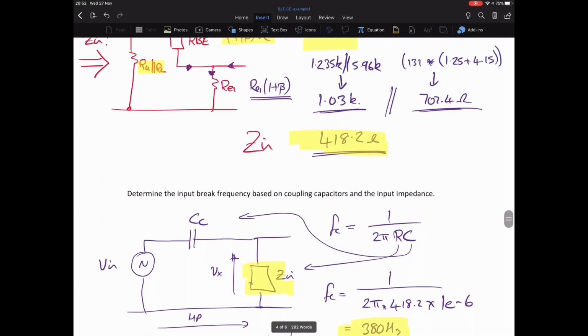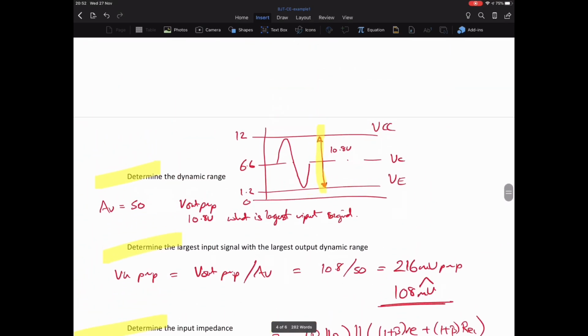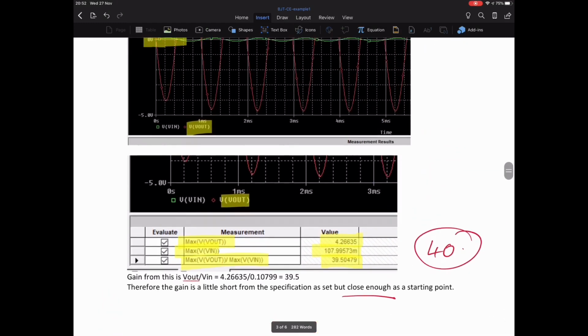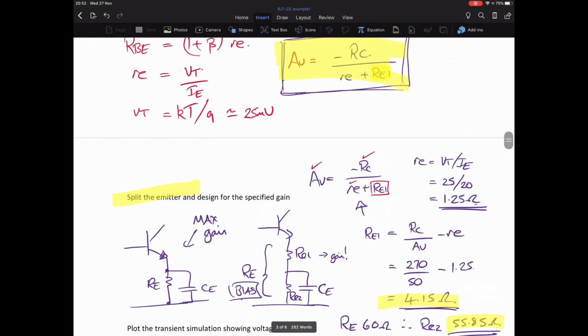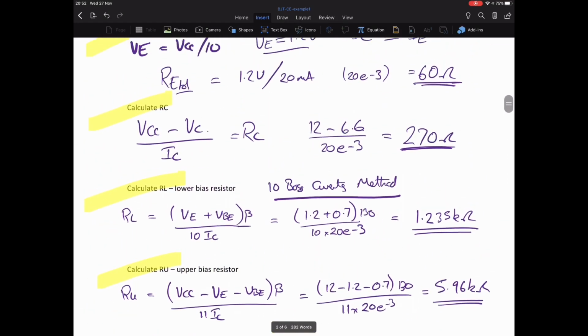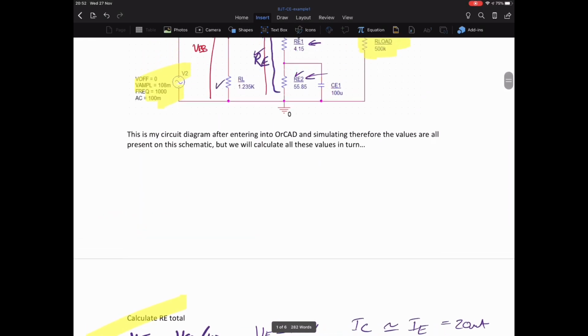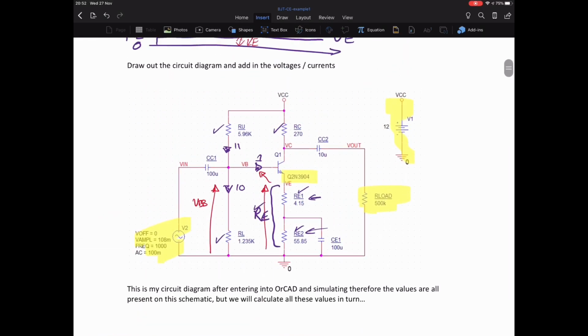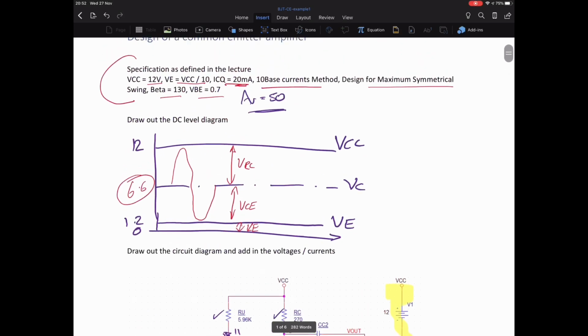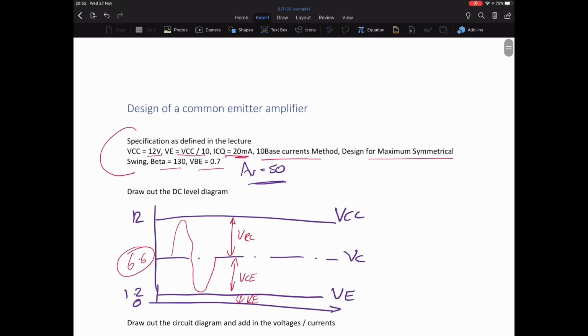So there's a lot of work here. This gives you an example of the level of complexity, what you should understand for transistor amplifier design, going step by step through the puzzle that we actually had a look at inside the lecture. Hope this little video helps.